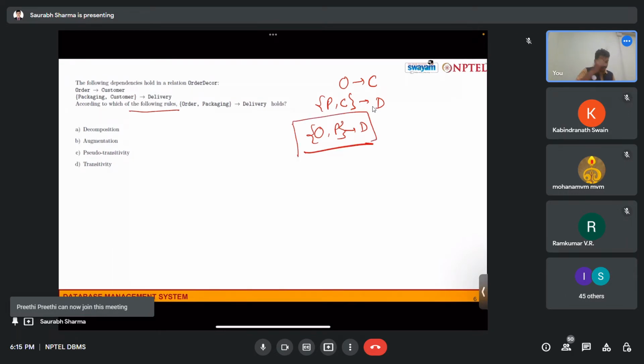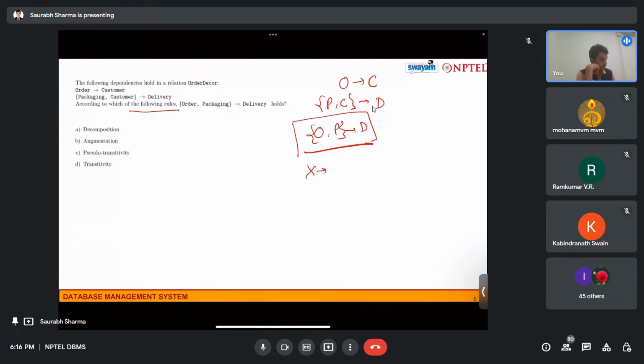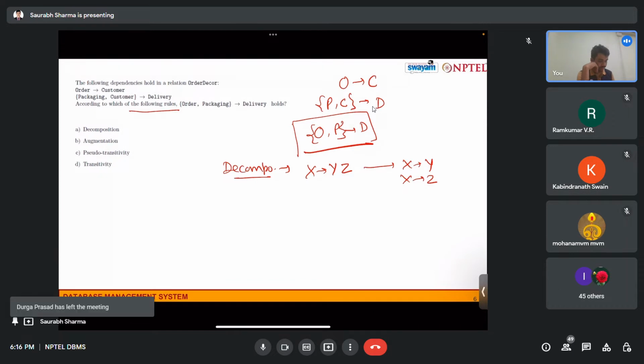Okay, so first is the decomposition rule. In case of decomposition, if there is a functional dependency X determines YZ, it is decomposed into X determines Y and X determines Z. We can prove it also, but I think it is covered in the lectures. You can see it online also.